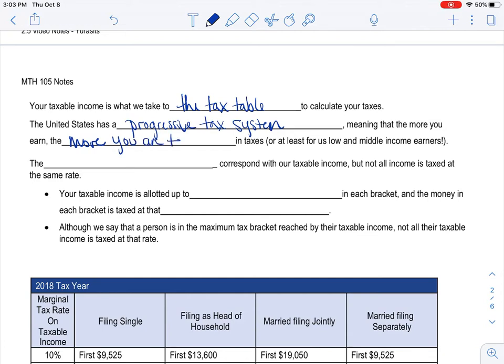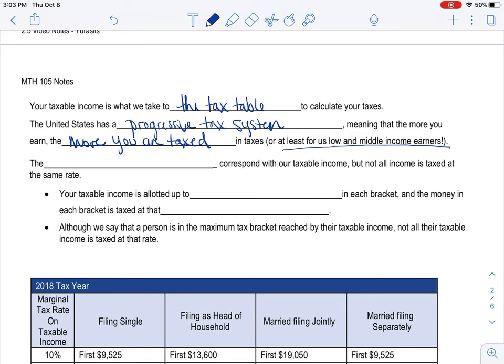Now, this isn't true for everybody if you're involved in the elections at all, at least for us low and middle income earners. So there are some issues when you get to that top 1%, right? You're not taxed as much, or corporations aren't taxed as much as they should be.